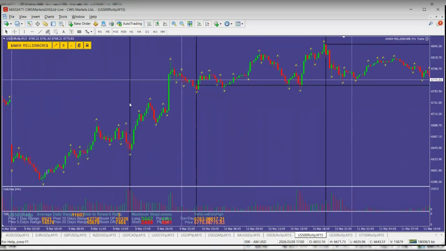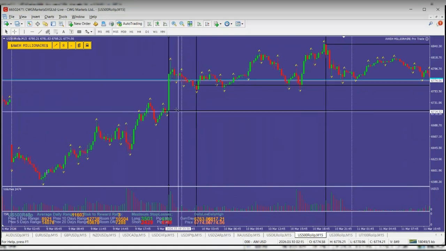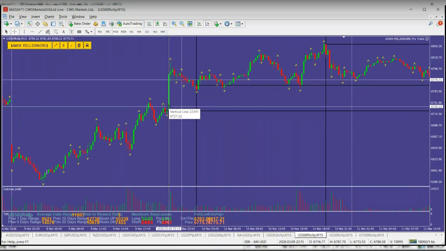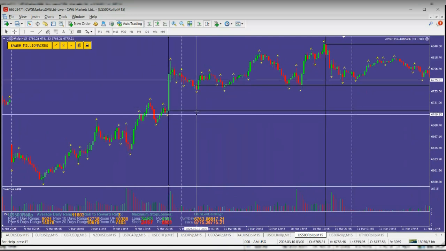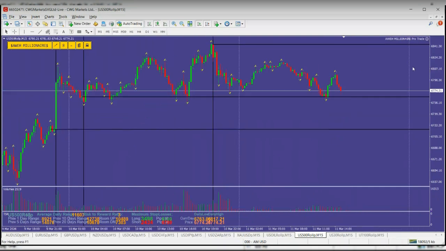And then another one here, not relevant, and this one down here, which is the next potential level of demand where price pushed up with high volume. So March the 9th, we've got a level here, and March the 10th, this level over here, both levels of demand where price pushed up with high volume.